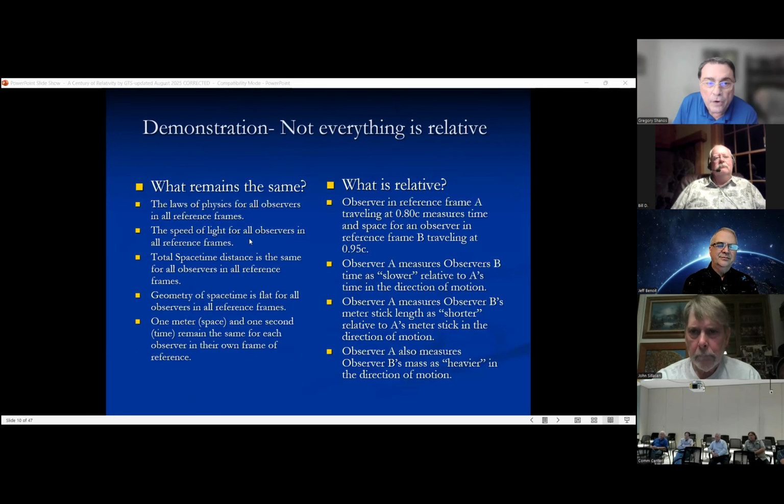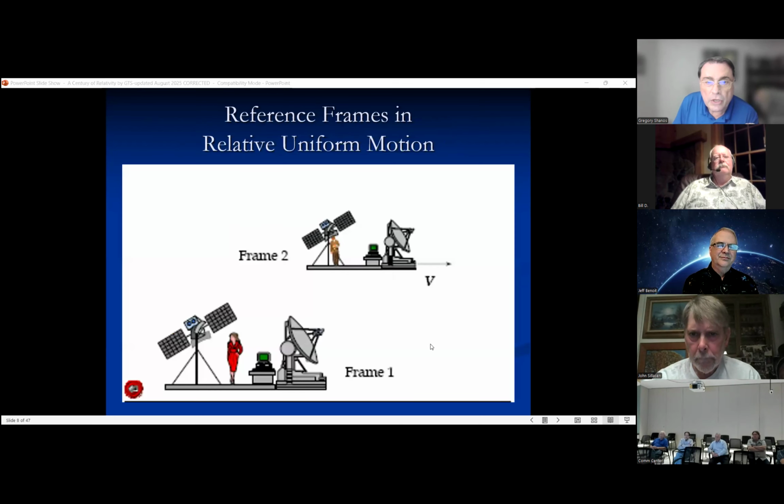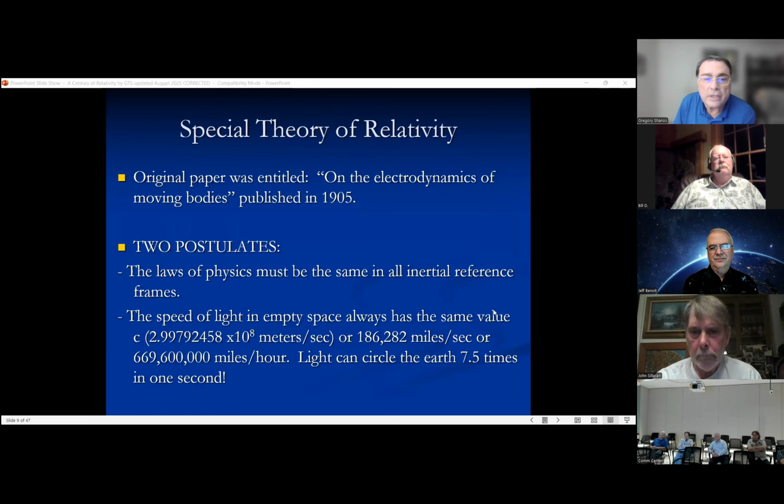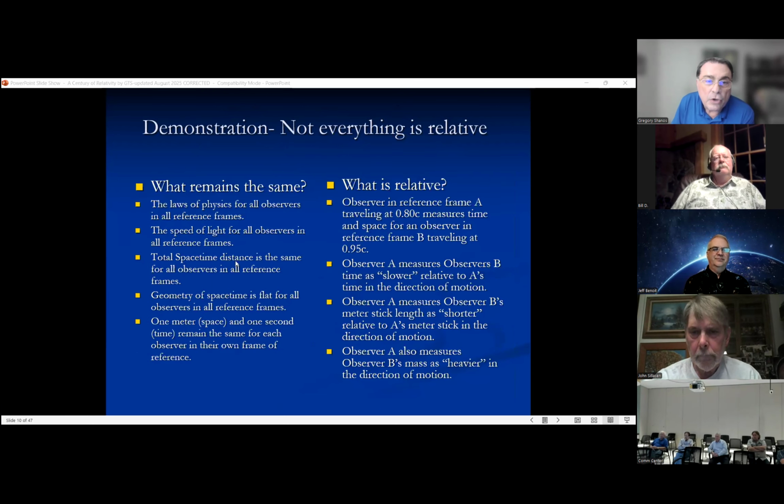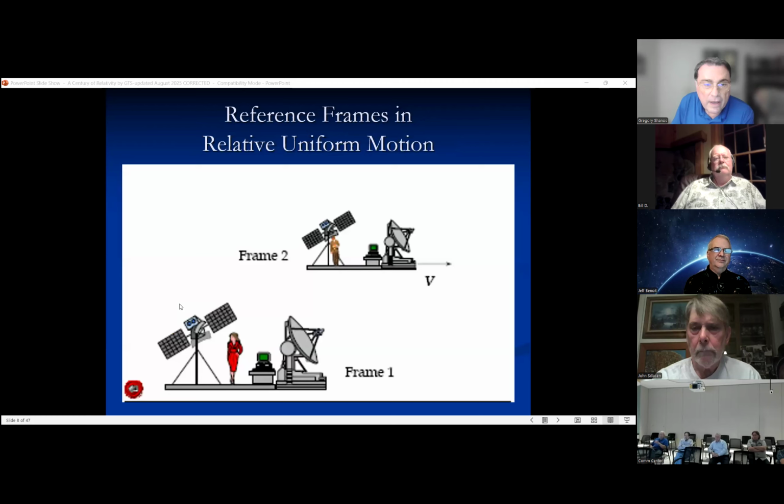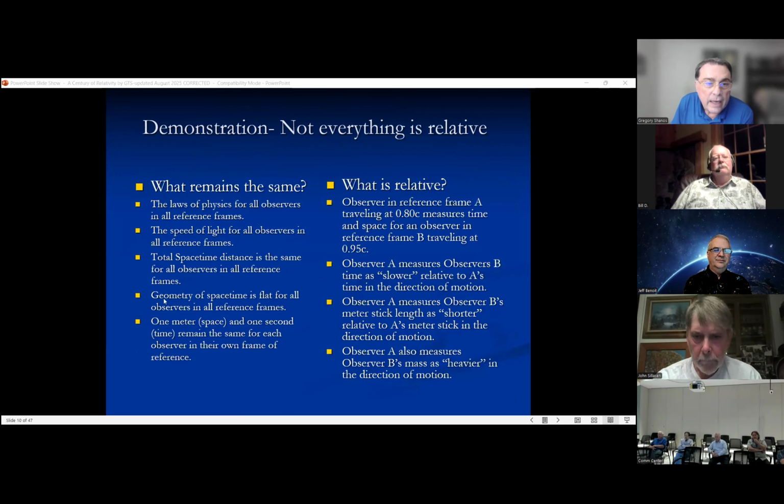The speed of light for all observers is the same. So a person in the Ferrari is going to measure light at 186,000 miles per second. So will the person in the Fiat in frame 1 and 2. They'll both measure the speed of light the same, okay? Total space-time distance is the same for all observers. So if here is 10 light years, this will be 10 light years too, okay? So the distance is exactly the same too, okay?